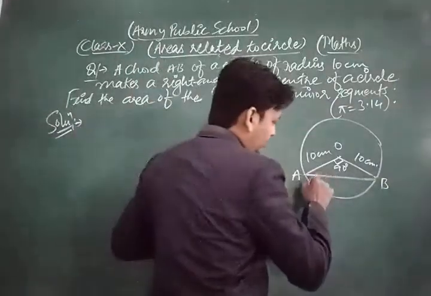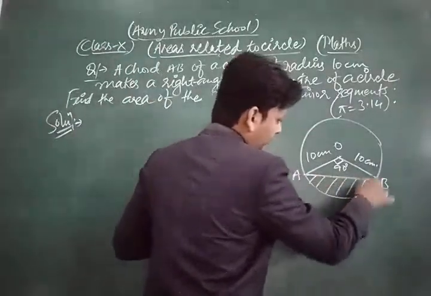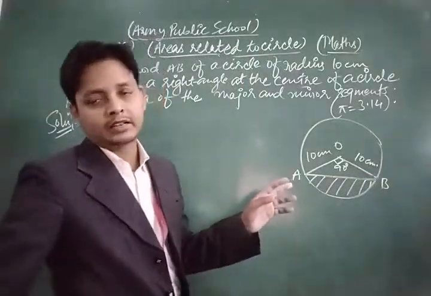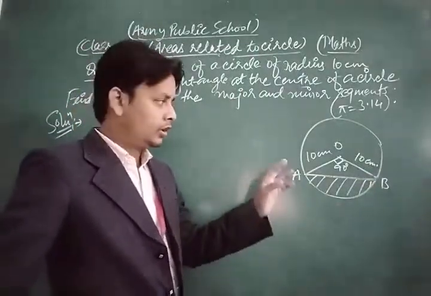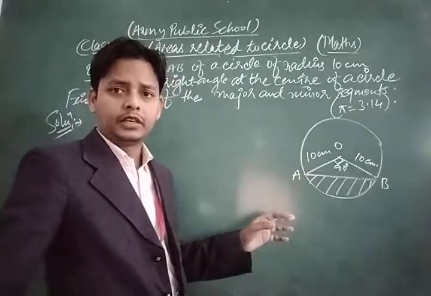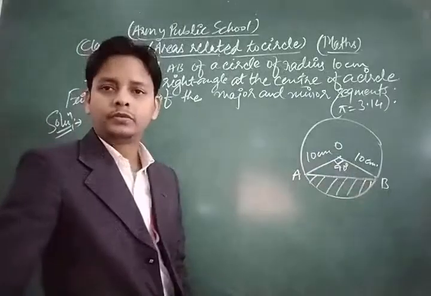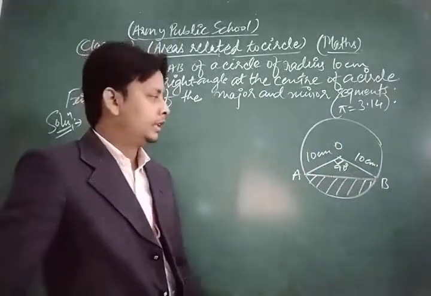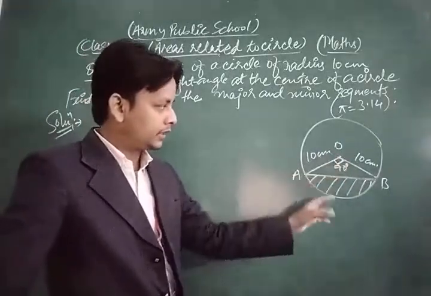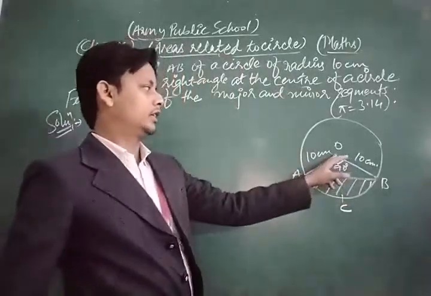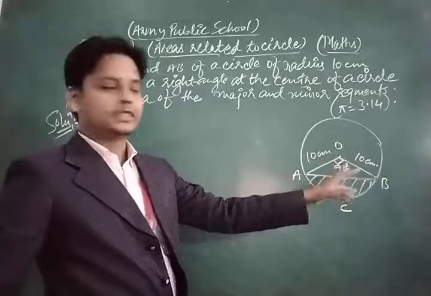You know that this is the segment of the circle, dear students, because the area bounded by an arc and a chord of a circle is called a segment, the area of the segment. So this is the segment of a circle. So area of segment is equal to what? Area of sector, suppose we take it as OACBO, minus area of triangle.